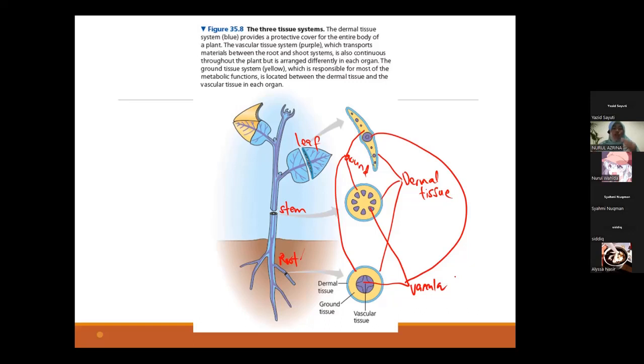All right. So from here, you can actually see that the structure of the leaf, the structure of the stem, and the structure of the root will be different, but all of them have their dermal tissue, ground tissue, and vascular tissue. But maybe the name we call it is different, or its structure is different. Okay, right.